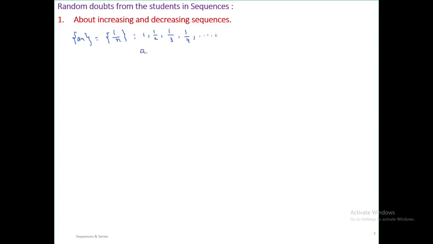If a1 is less than a2 and a2 less than a3 and a3 less than a4, this is an increasing sequence, right? If a1 is more than a2 and a2 more than a3, a3 more than a4, and so on, this is a decreasing sequence, right? So this is a decreasing sequence, and this is an increasing sequence.